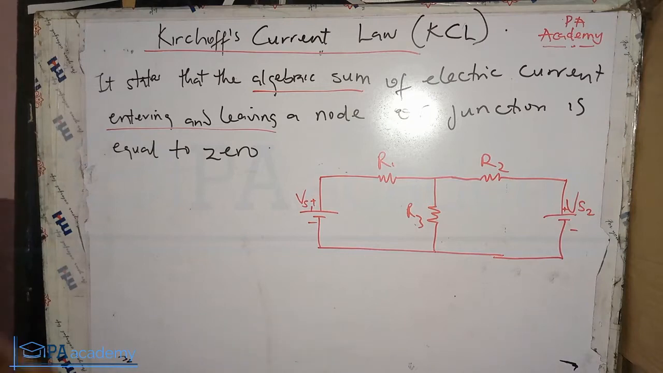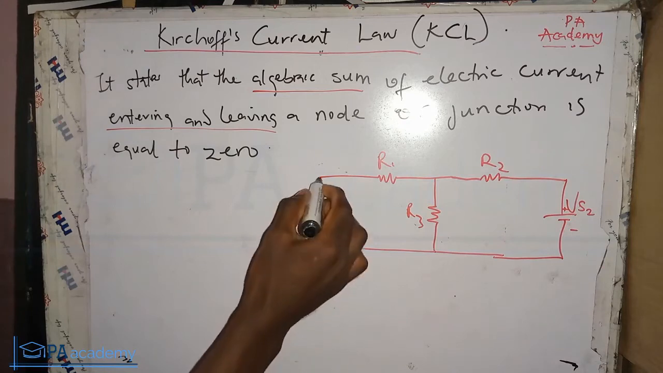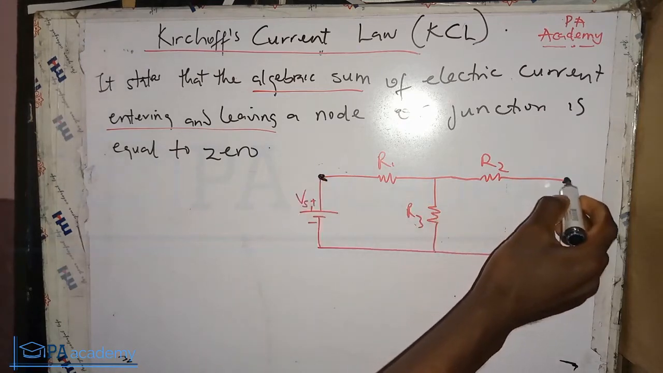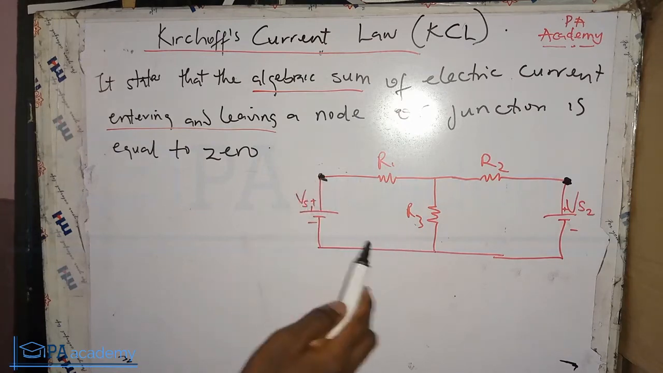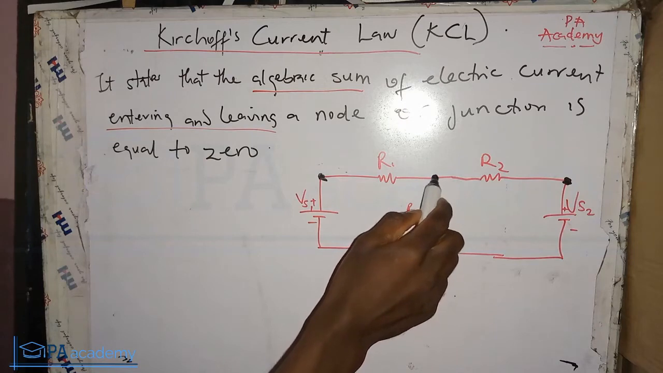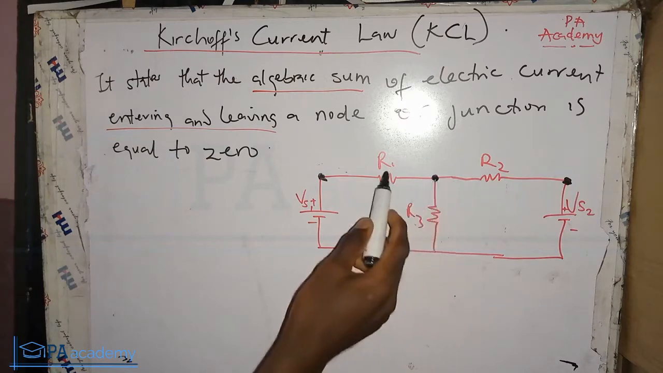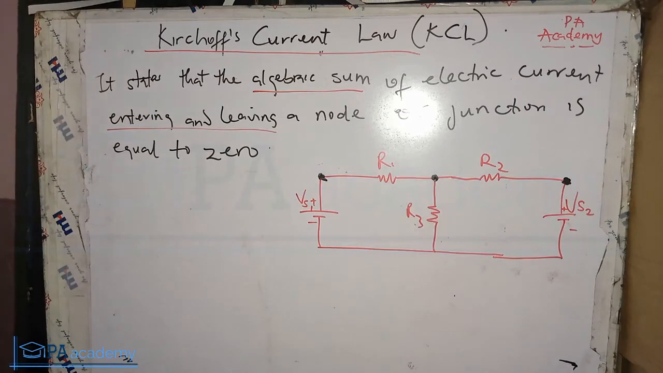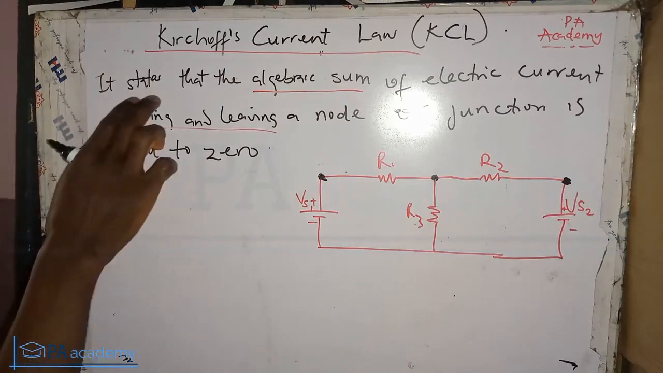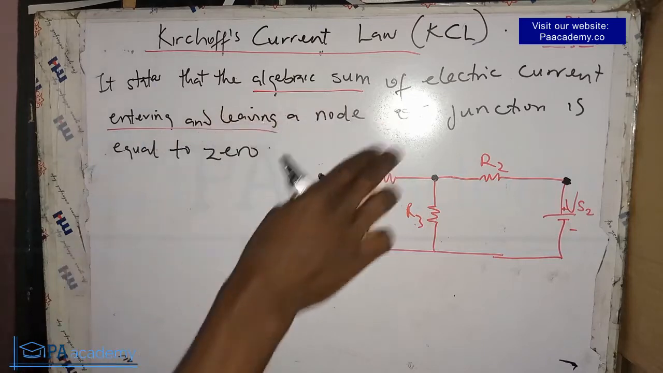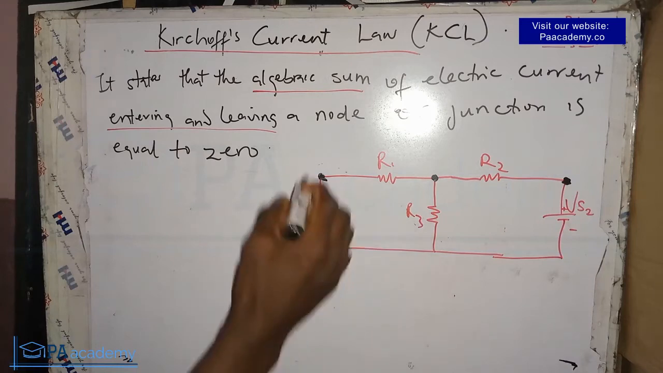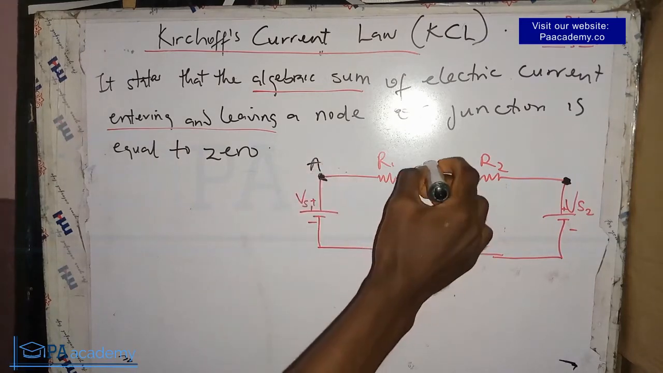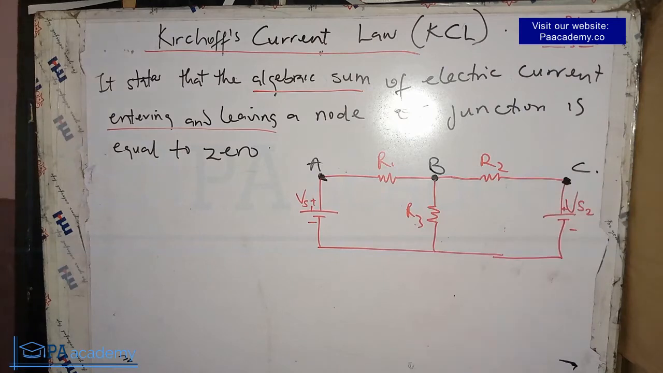Now in this circuit that we are having here, let me also indicate the nodes. This right here is a node. I've also explained in that video I did, I said a node is a point of connection between two or more elements, while a junction is a point of connection between three or more. So this is a node. We can also call it a junction because it's connecting three elements. So Kirchhoff's current law states that the algebraic sum of electric currents entering and leaving a node or junction is equal to 0. Now let's call this node A, let's call this B, and then let's call this C.